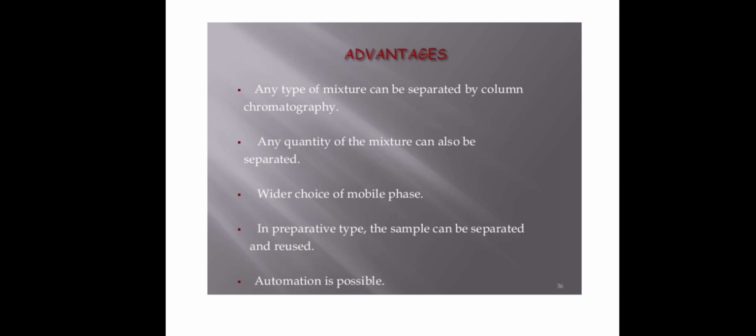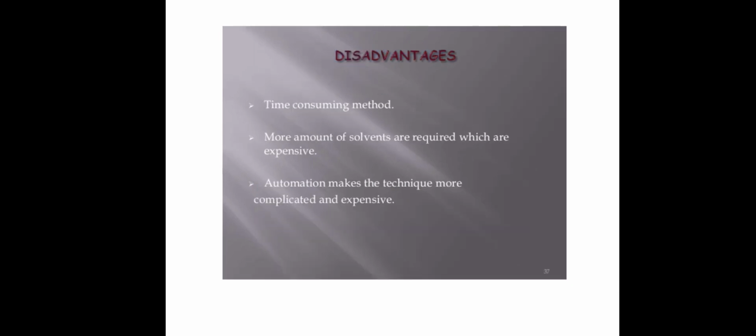We have a lot of mobile phases, like petroleum ether, cyclohexane, ethers, chloroform, water, organic acids, carbon tetrachloride, carbon disulfide, acetone, alcohol, and pyridine. There are wider choices of mobile phase. In the preparative type, the sample can be separated and recovered. Automation is possible, and also some disadvantages are there.